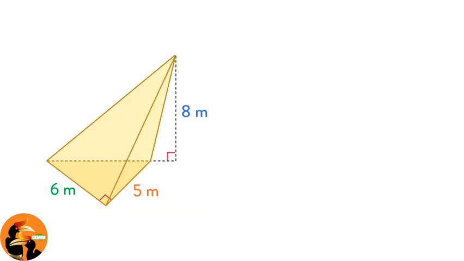Here is a pyramid with a triangular base. The base is a scalene right triangle, and the vertex, where the triangular faces meet, is not centered over the base. So it may look different, but we can still use the same formula to find its volume. Let's give it a try.